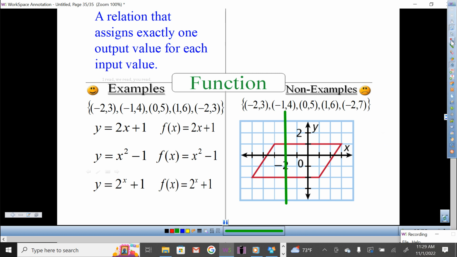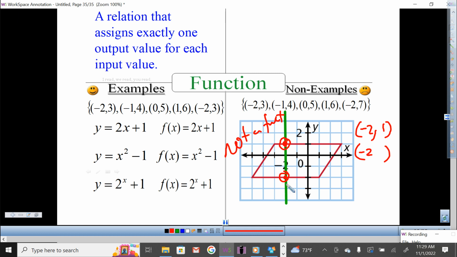Is that green line crossing that red graph in 2 spots? Yes, Mr. Q, right here and right there. That's why this one is not a function. Watch. What is the coordinate for that point on the graph where that intersects? It's -2 of x and 1 of y. What is the coordinate for this one? -2 of x and -2 of y. What do you guys notice? 2 different y values.